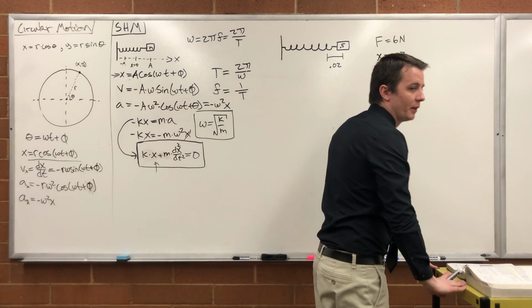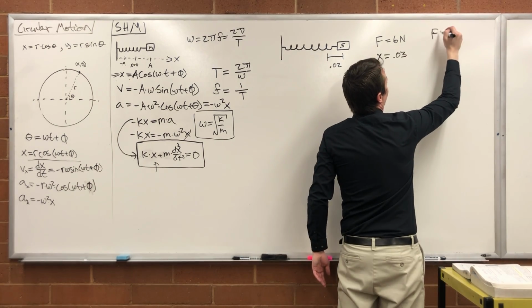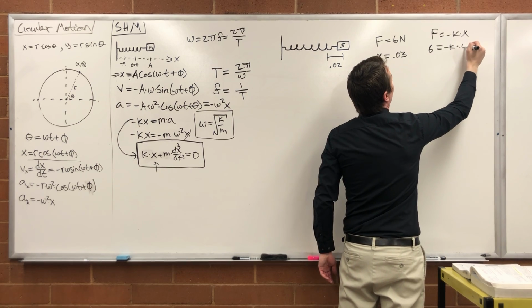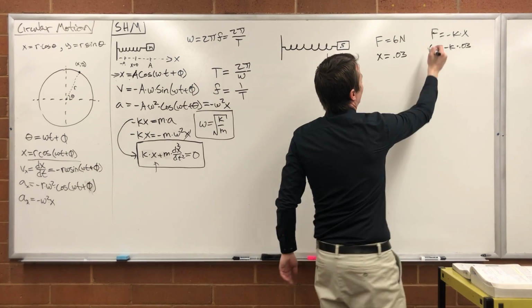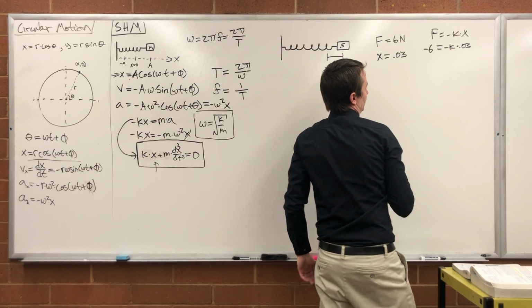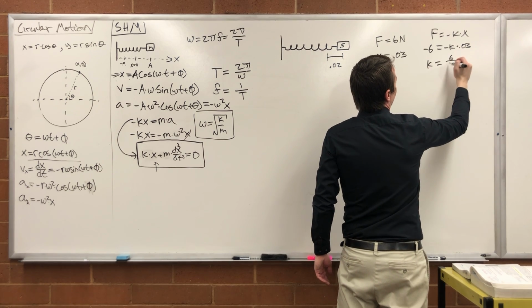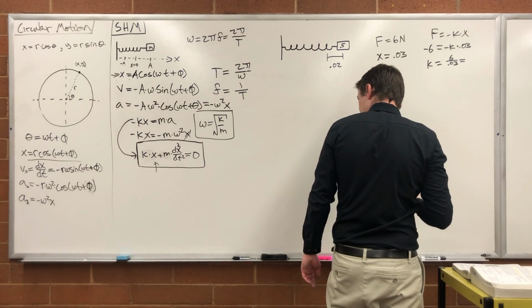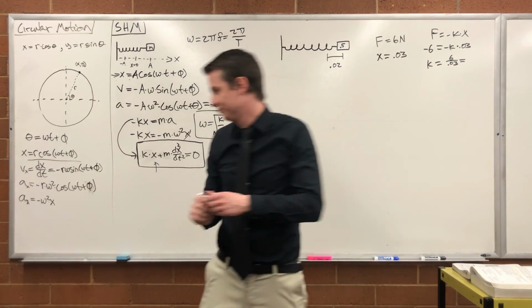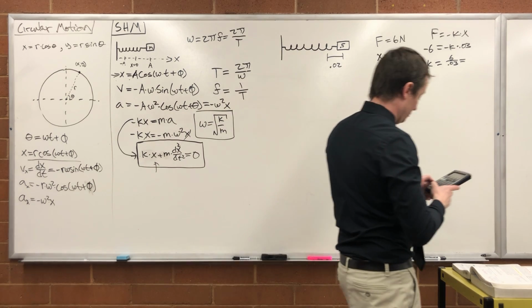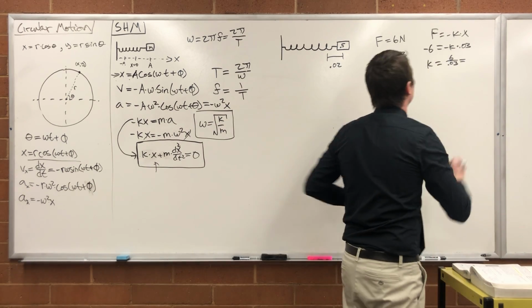How do you find the spring constant? Hooke's law. Hooke's law says F is equal to negative K times X. So when F is 6, this is equal to negative K times 0.03. Negative 6, because we were pulling that way, creating a 6 newton pull in the spring. So negative 6 is equal to negative K times 0.03. So K is equal to 6 divided by 0.03, which is equal to what? 200. Yeah, 200. So now we know our spring constant.